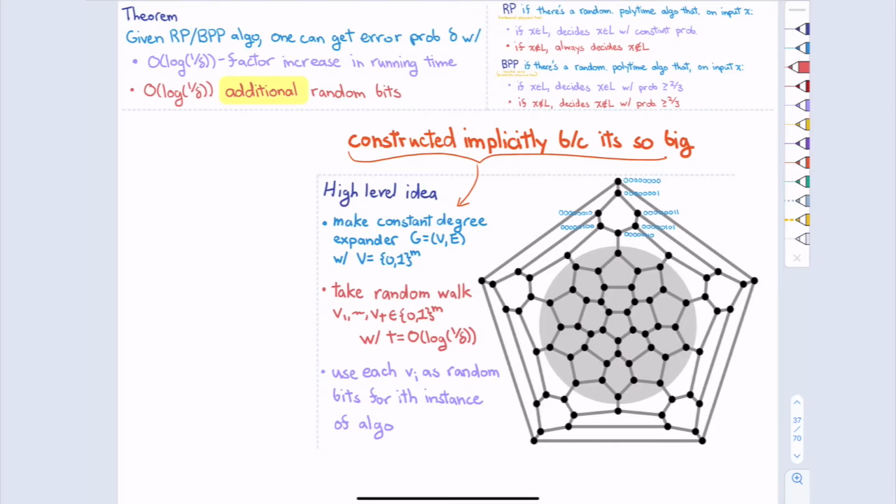The concern I have is that wouldn't there always be a relationship between V1 and V2? Yes. First of all, let's remember what's going on. At some level, we are claiming that I can replace log 1 over delta uniformly random samples with paths from a graph that's fixed, right?